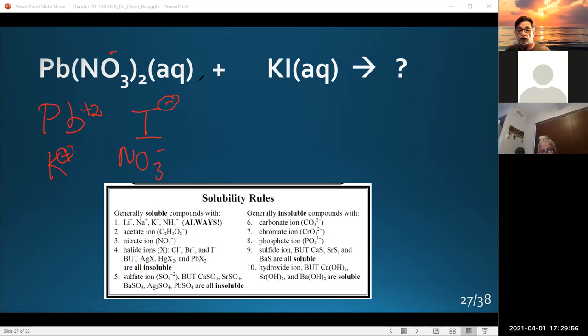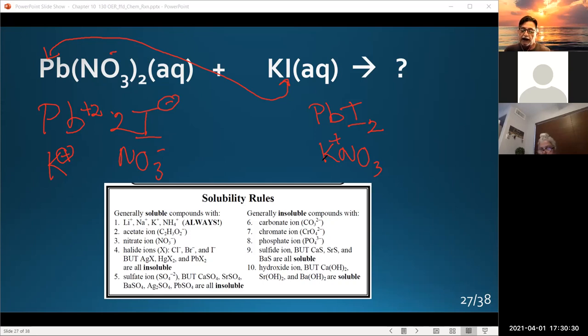So I wrote all the ions here, and I put them together in a manner so they're going to be close to the new partners: the lead with the iodide, potassium with the nitrate. Now I put them together. I need 2 iodides, so my formula now is PbI2. And then potassium and nitrate, it's a real simple 1-to-1. Okay, so those are my 2 new products.